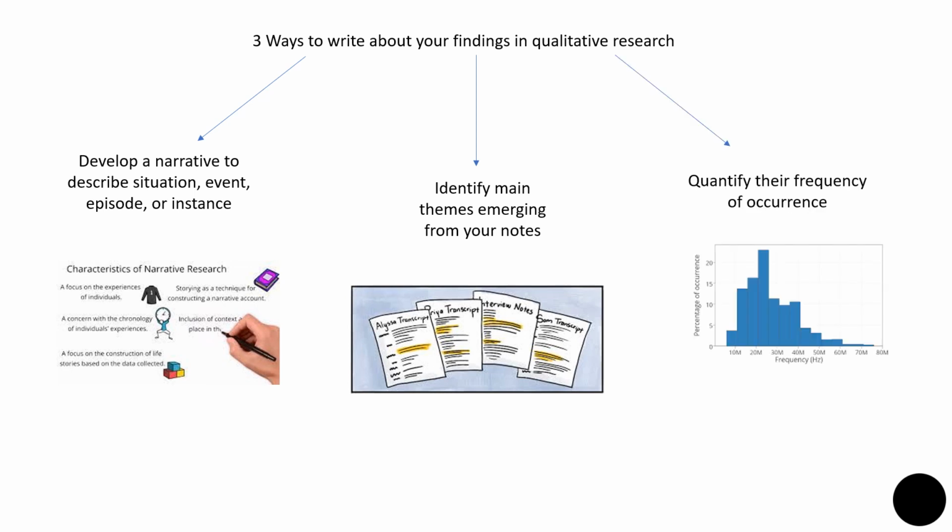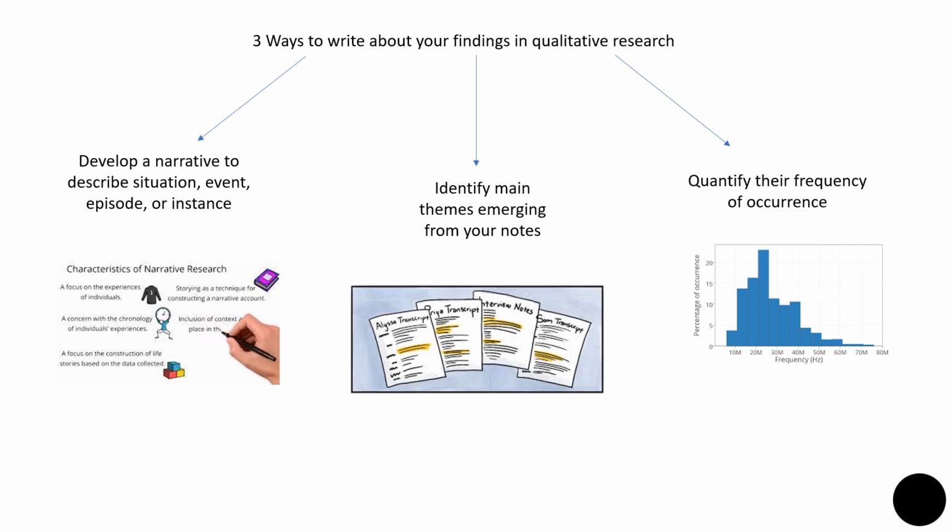In addition to developing a narrative and identifying the main themes, the third way is also quantifying, by indicating the frequency of occurrence of the main themes in order to provide their prevalence. How many times did any dialogue occur? Was a phrase used? Was a behavior noticed?